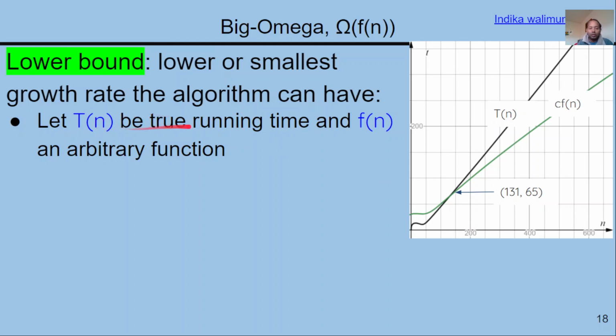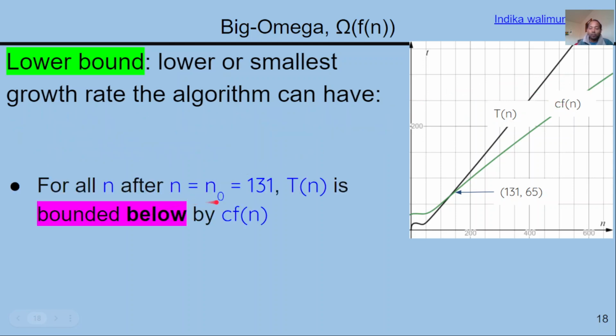So let T(n) be the true running time and f(n) some arbitrary function. Then for all n after this point, T(n) is bounded below by c·f(n). Basically it's saying that T(n) stays above this c·f(n). So that's the lower bound; the definition is the lowest growth rate the algorithm can have.